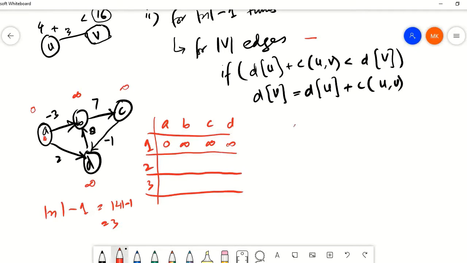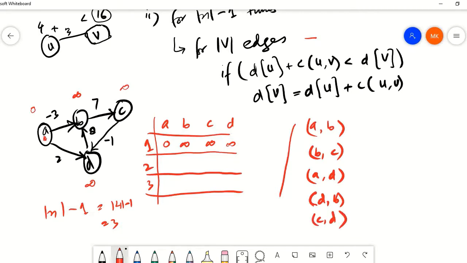Now let's list all the edges, because we'll have to look at all the edges to see if the cost of a node could be updated. So the edges that we have are A to B, B to C, A to D, D to B, and then finally C to D. So we have a total of these 5 edges.